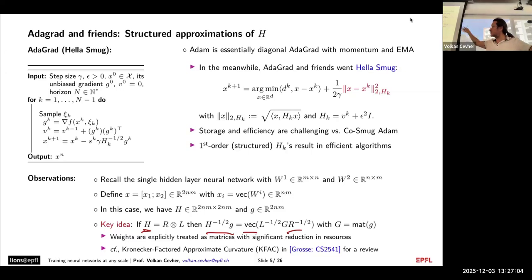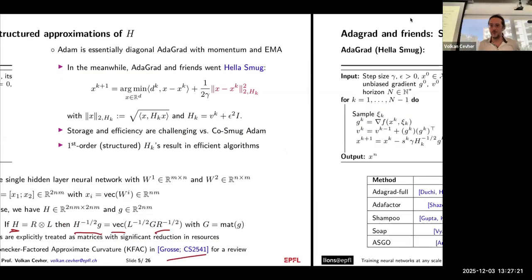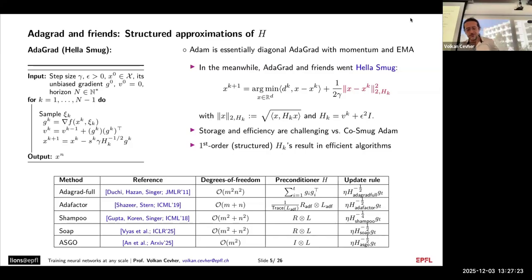So here the weights of the neural networks are treated explicitly as weights. And there's a bunch of history, like some of these left and right factors are picked according to Bayesian stories and so on and so forth. I think Roger Grosse's lecture notes are quite interesting. I recommend that you take a look to learn more about the history of this. But you see, first order structured preconditioners result in efficient algorithms.